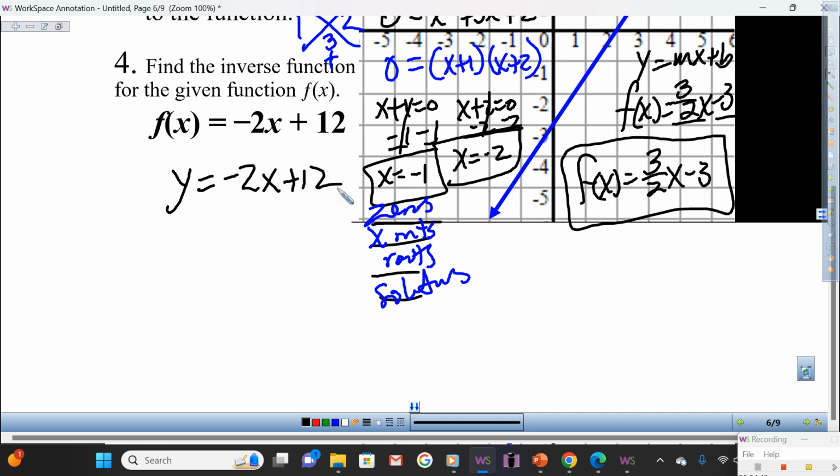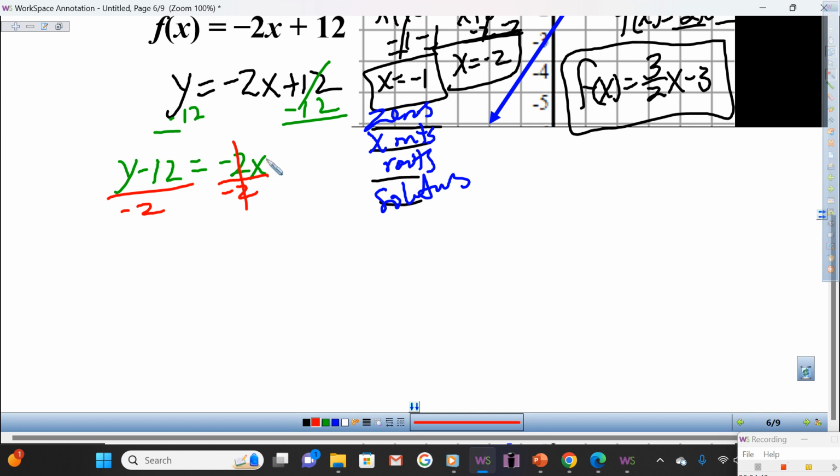All right, so far so good. What is my next step? Rylan. Minus 12, that is correct. To both sides. So y minus 12 equals negative 2x. Continue, Anthony D. Divide by negative 2, divide by negative 2. So what is all that process called, guys, that we just did? Solve for what? For x. Yes, that is correct. So we're left with y minus 12 over negative 2 equals x.